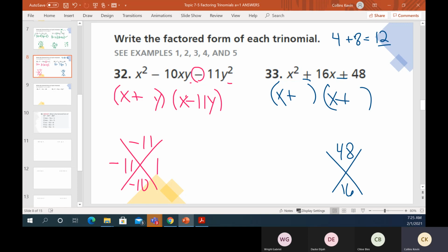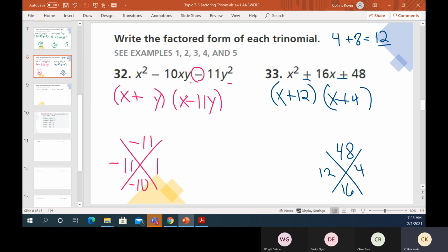Yeah, 4 times 12. What does 12 and 4 add up to? Ding! That's our guy, right? So we go 12 times 4 is 48. 12 plus 4 is 16. So 12 and 4 is your guy.